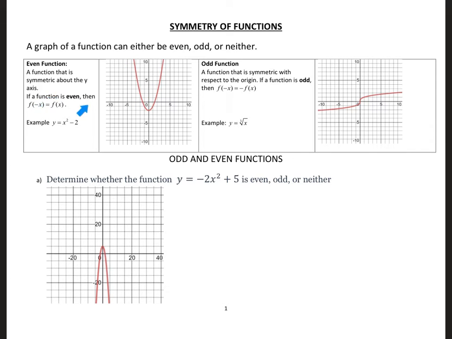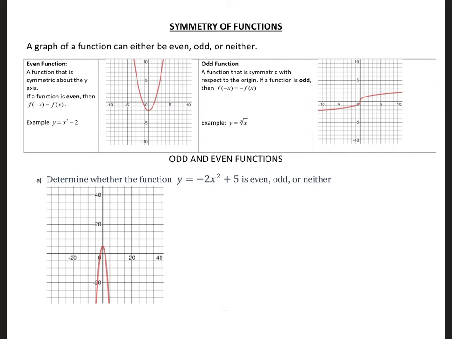And if a function is even, from algebra, if you plug in negative x, it's just going to give you f of x. And here is an example. And an odd function is the one which is symmetric with respect to the origin. You can look at this graph here, and these are the conditions it has to satisfy algebraically. If you plug in negative x, then you get negative f of x. You can factor the negative outside and you're left with f of x. And here is an example here.